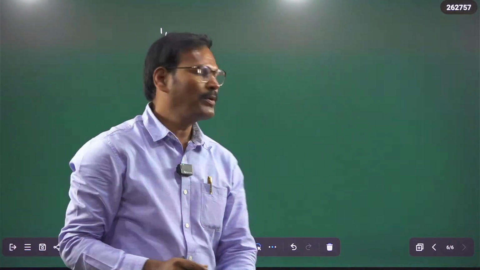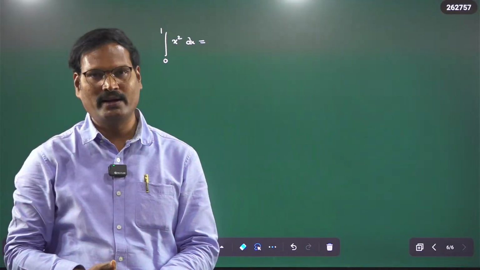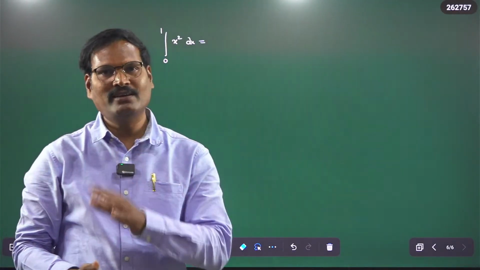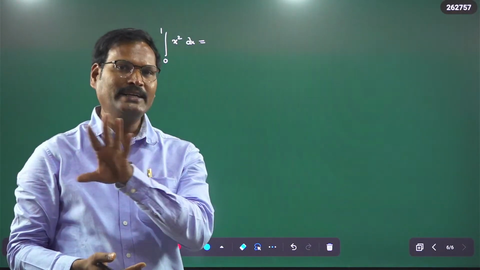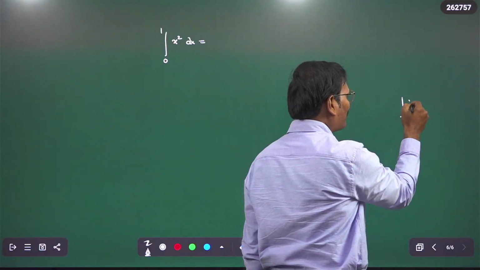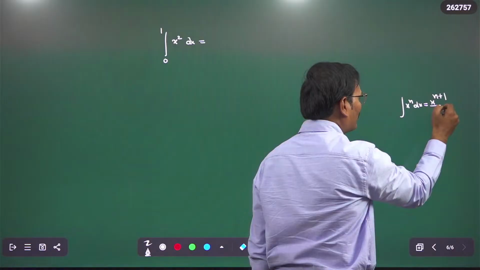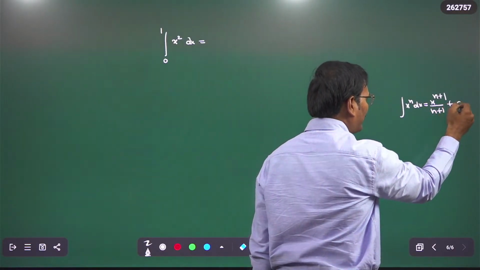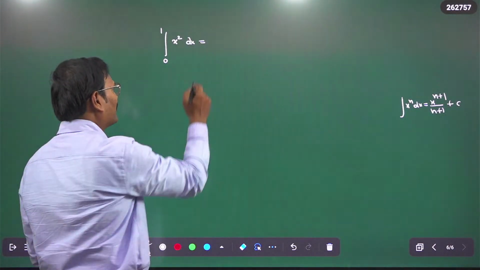Okay, next problem is, next I am going to evaluate the integral from 0 to 1 of x square dx. So here the function is x square. So what is the formula for integration of x square? We have a formula: integral x power n is equal to x power n plus 1 by n plus 1 plus c. Here I am using this formula to evaluate this definite integral.